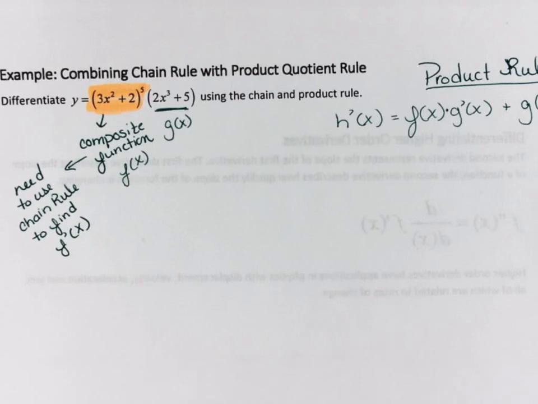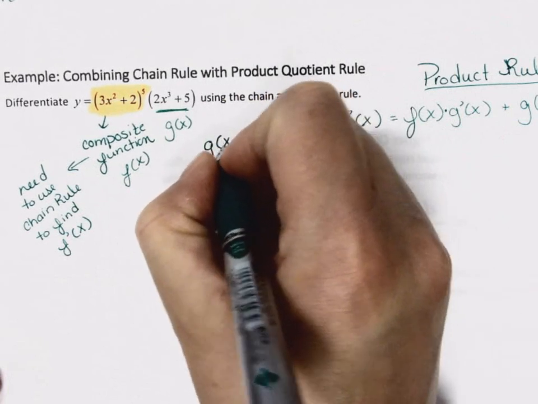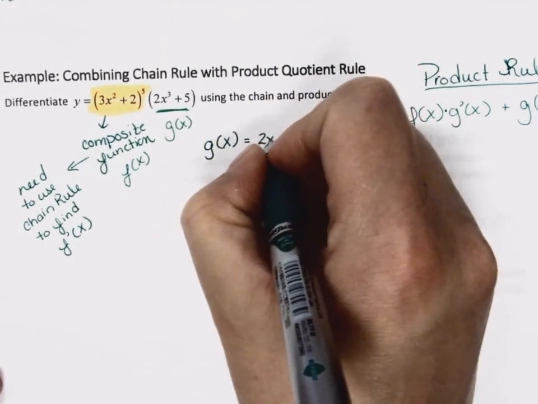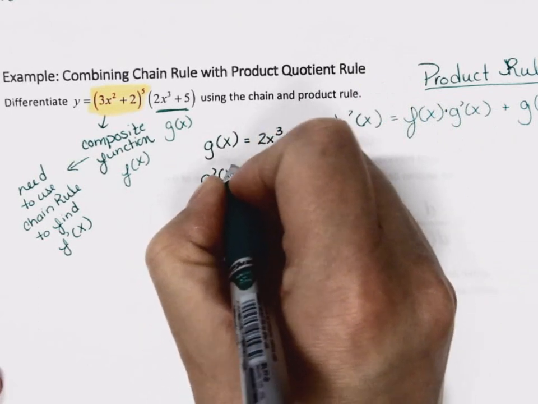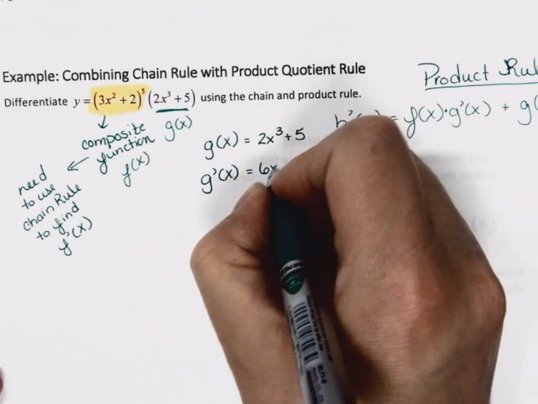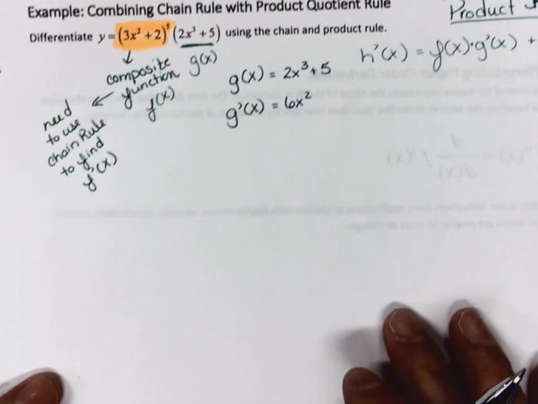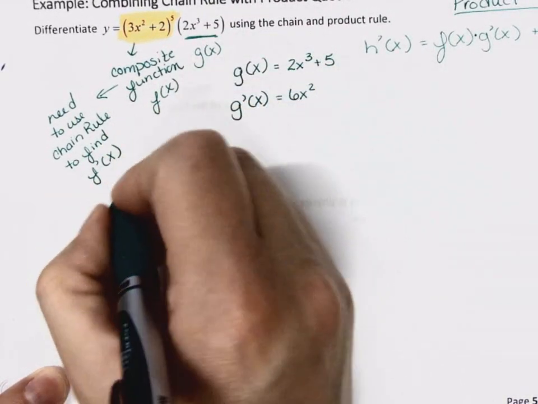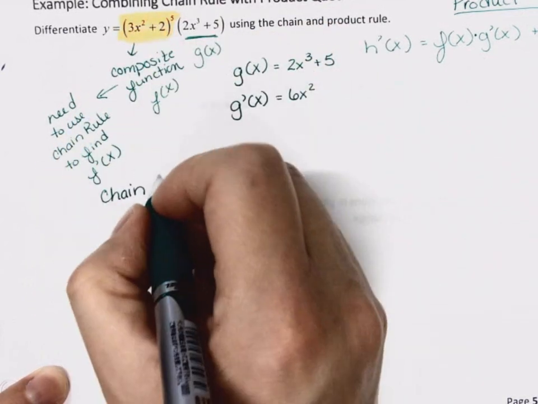Holy Hannah, it's a lot of stuff. So we know that our g of x function is nice and easy. It's 2x cubed plus 5. So our g prime of x is going to be 6x squared. All right, here we go. So now we're going to apply our chain rule to that highlighted thing right there.